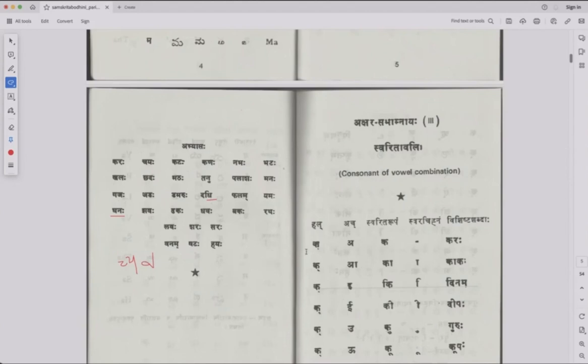Chadaha can mean a covering. Achadanam, chadaha is a covering, or sometimes it can mean a sheath for a knife. That is also chadaha.